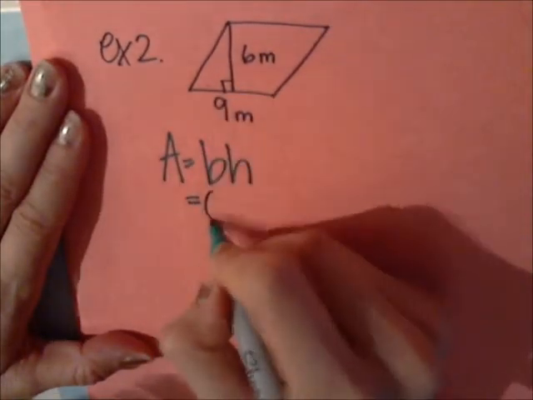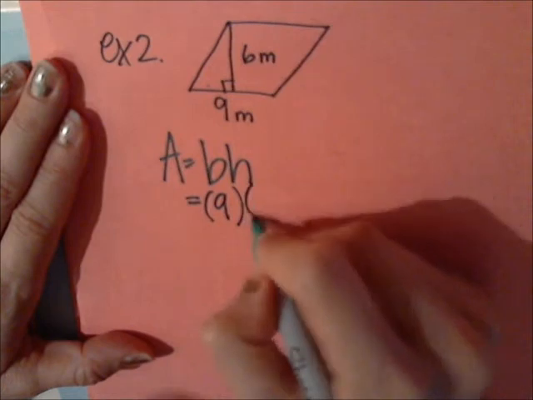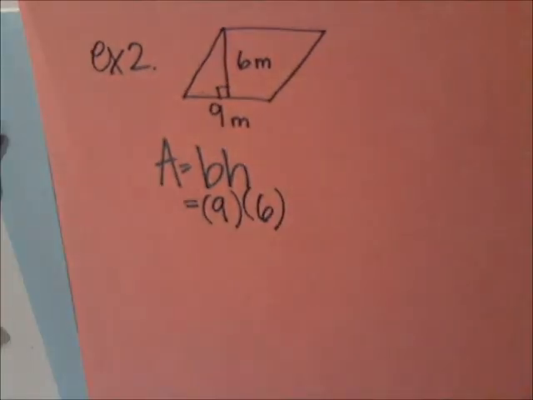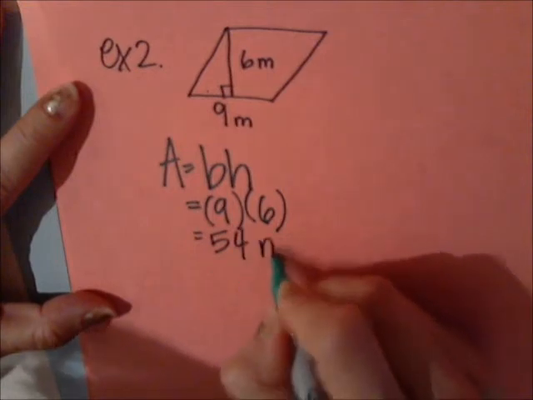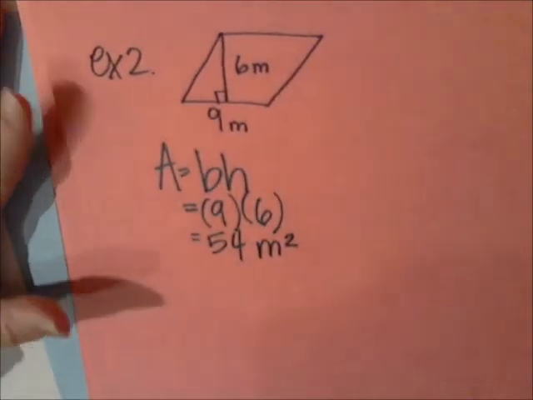So the base is 9. The height is 6. 9 times 6 is, oh boy, I'm having a brain issue. Someone just told me in the house, 54 degrees. No, not degrees, 54 meters squared. That is my final answer.